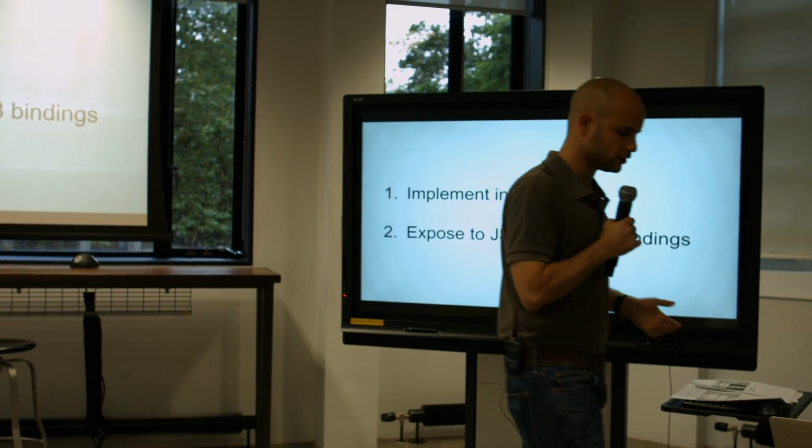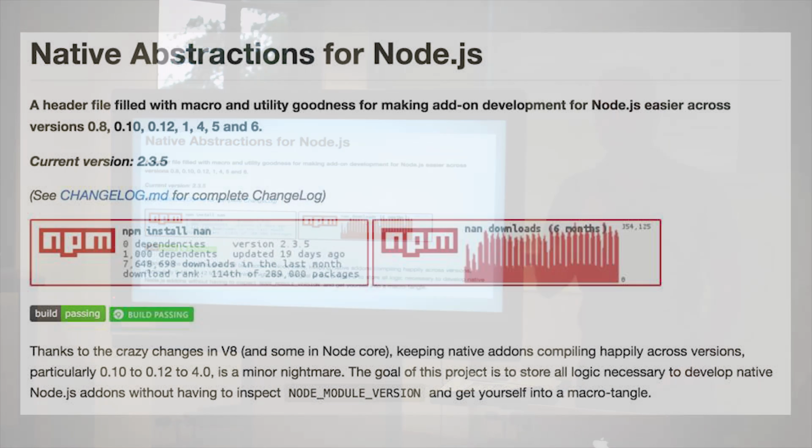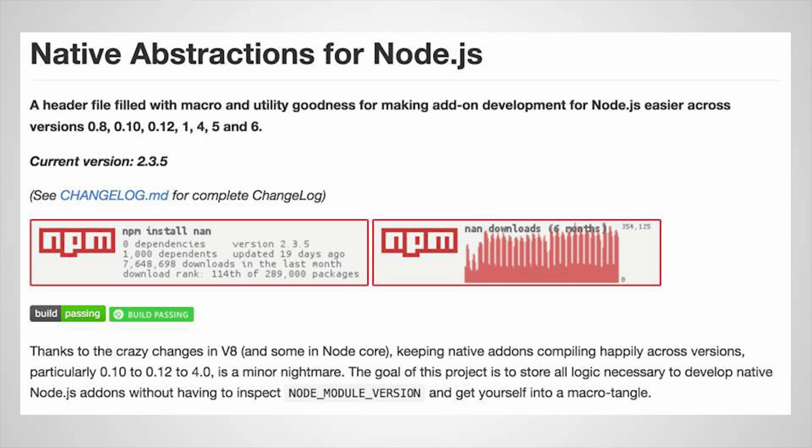Luckily for us, there is a really nice project called Native Abstractions for Node. And you can look it up, it's on GitHub. And it's a bunch of smart people which basically wrote C++ header files which contain macros and functions and templates and classes that encapsulate the differences between the different versions of V8 and allow us to write native code for JavaScript, for Node.js in a very convenient way.